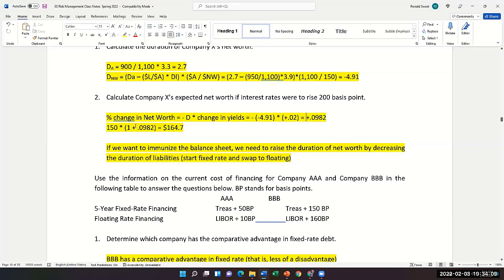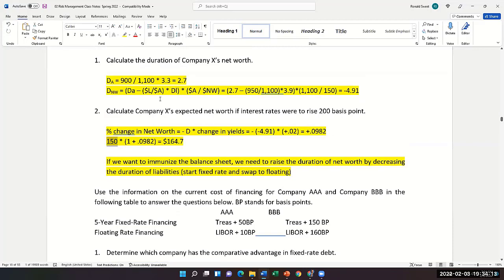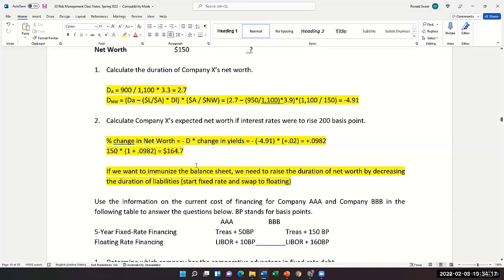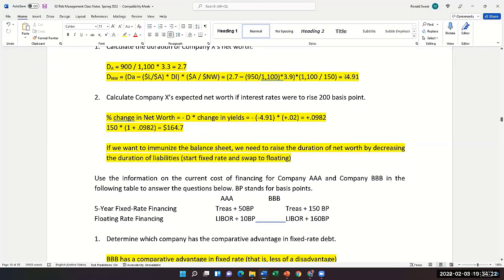Notice that I'm asking for the dollars, so make sure you convert that into dollars. Take their beginning net worth of 150 times 1 plus that change, and you get 164.7. Now, this bank would be in compliance with what the last bank had, because they had a 5-year plus or minus 5, and this bank's duration of net worth is only 4.91, even though it's negative.